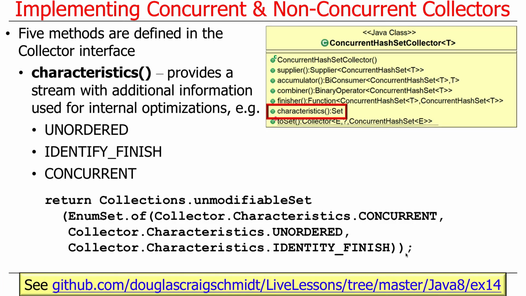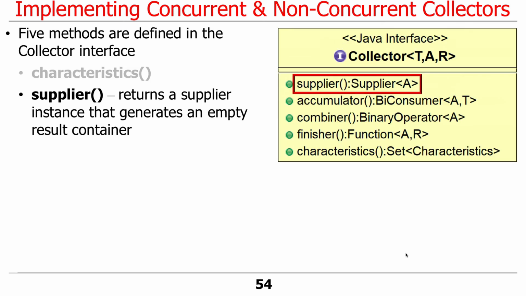Here's a simple example, just showing how you could create a characteristics set with all the characteristics set. And of course, if you wanted to leave out some, you could just remove the ones you didn't want. And if you want to have them all, take the default, which is non-concurrent, non-identity finish, and non-unordered, just return null. So just return the empty set. So there's no characteristics set at all. All right, so those are characteristics. That's going to set the properties, the behavior of the collector.